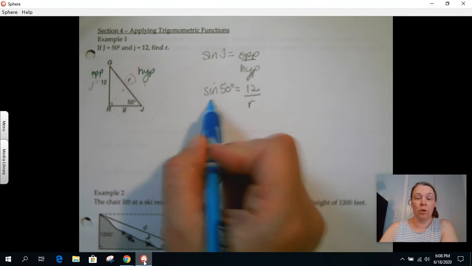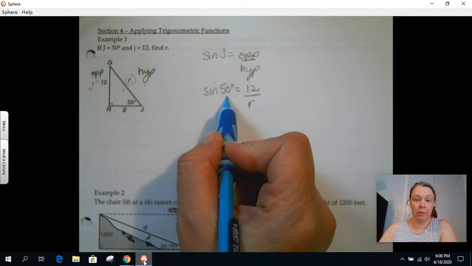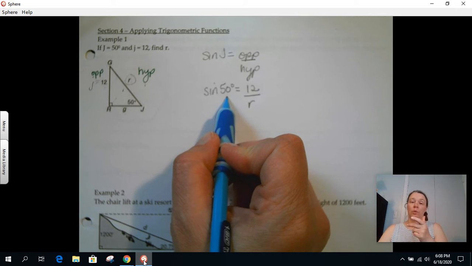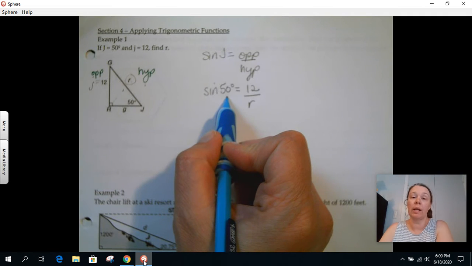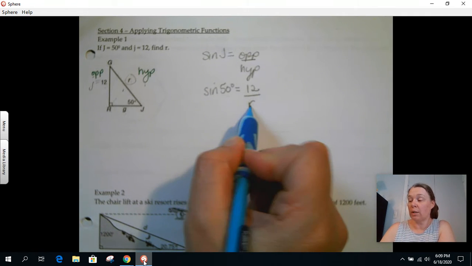So this sine of 50 degrees, that's something that we can put in the calculator, right? Back in the day, the mathematicians figured out all those ratios for each of those angles. What was the ratio of the length opposite to the hypotenuse for each angle, and then that was a particular value. So sine of 50, if we put that into our calculator, is going to give us a value.